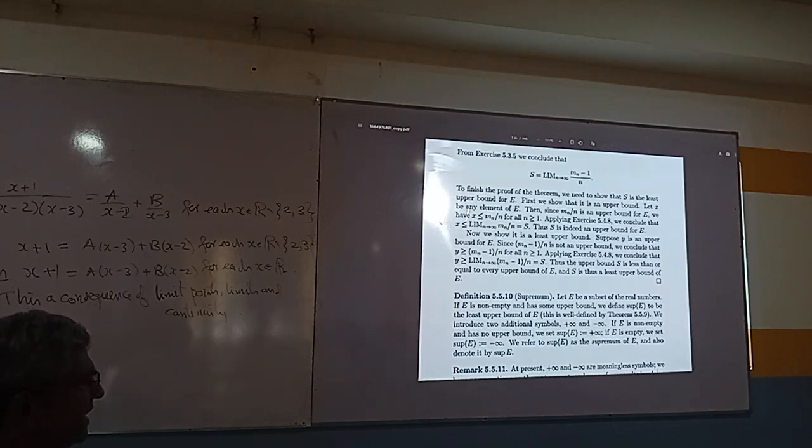If E is non-empty and has no upper bound, we set sup E to be plus infinity. We put sup E equal to plus infinity if E is non-empty and not bounded above. Again, if E is empty, we set sup E equal to minus infinity.